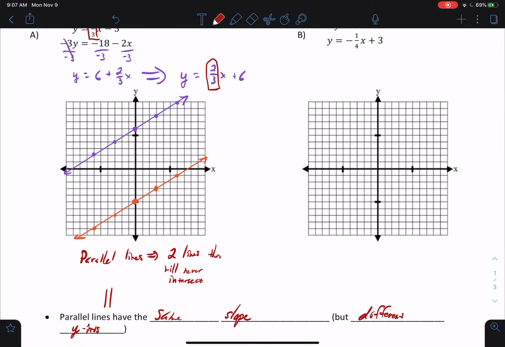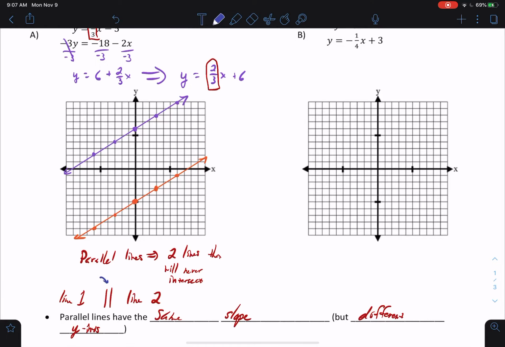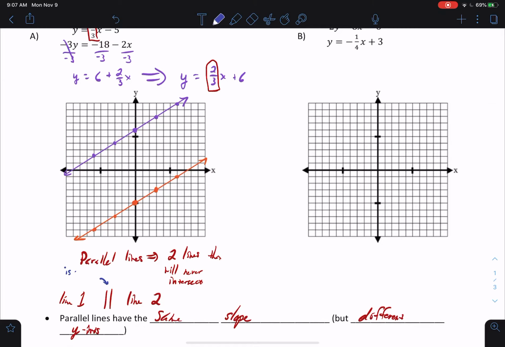If they have the same slope and the same y-intercept, they're the same exact line. All right, so those aren't going to be parallel lines. Parallel lines are two lines that will never intersect. All right, so we could say line 1 is parallel to line 2. So this right here means is parallel. That's my parallel symbol. Two vertical lines right up and down. Okay, so those are parallel lines.